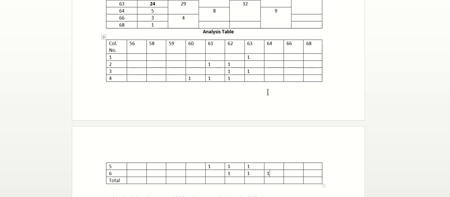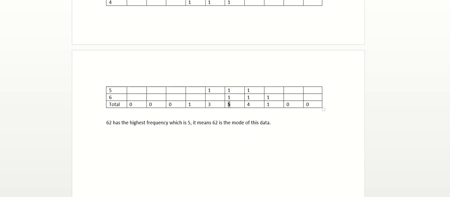Now as I have given weights to each of the inches, I will sum it. So for the first 3 it is 0, 0, 0. Here it is 1, 2 and 3. I'm just summing up. Here it is 1, 2, 3, 4, 5. This is 4. This is 1. Then 0, 0. So here the highest value is of 62. So it means the mode of this data set is 62, right?